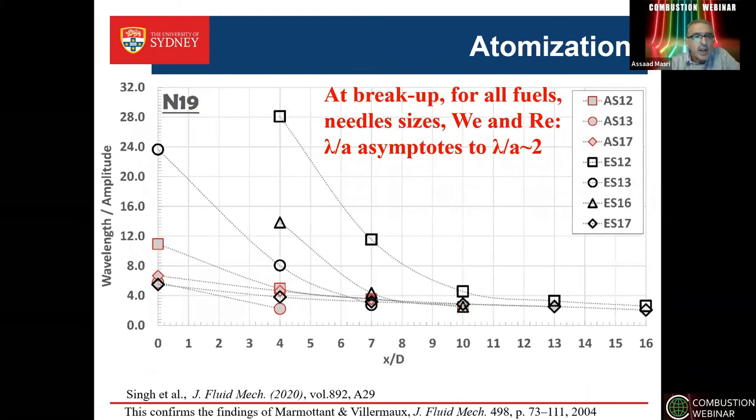So if you monitor the ratio of the wavelength over the amplitude of these waves that form on the outer surface of the jet, and you do this for a whole range of configurations, different needle sizes, different Weber numbers, and so on, an interesting pattern emerges. Regardless of the starting point of the wavelength-to-amplitude ratio, they all gravitate to an asymptote where jet breakup occurs at a wavelength over amplitude ratio of about 2. What it means is that when the amplitude is about 50% of the wavelength, that's the location of jet breakup, regardless of the Weber number, the Reynolds number, and the needle geometry as well.